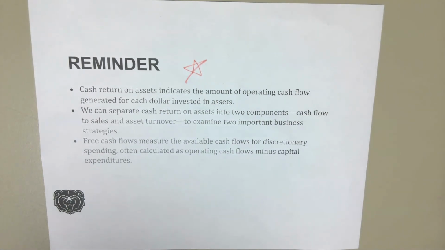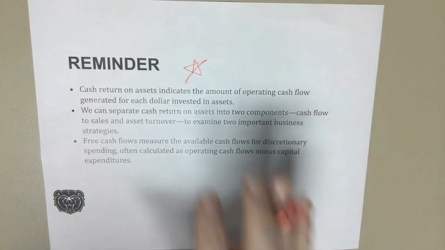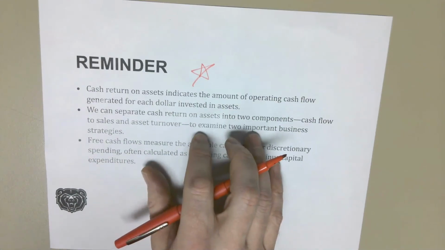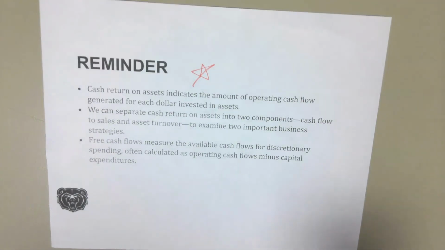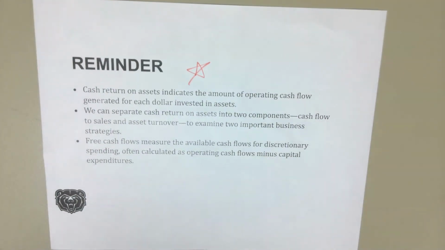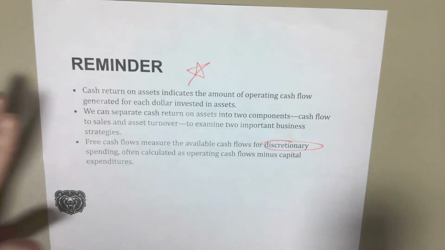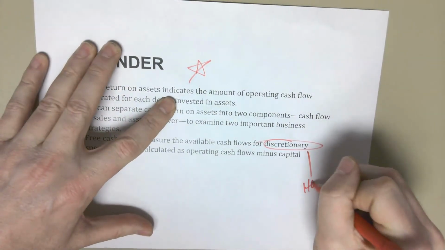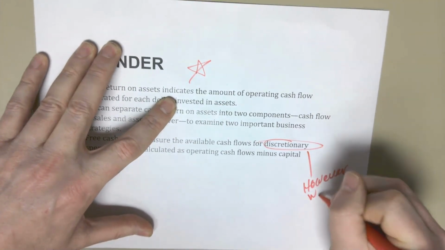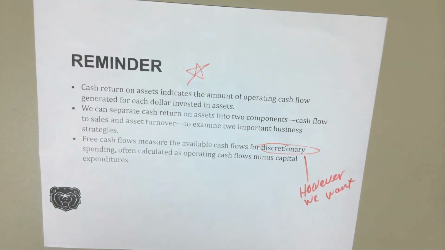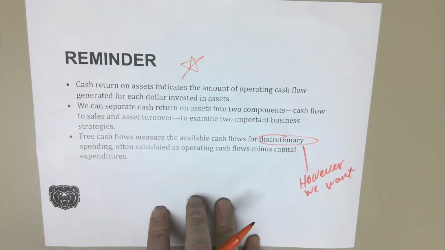It will help you with your quiz, okay? So just kind of know these items right here. Know that we can separate the cash return on assets into its two components, cash flow to sales and the asset turnover ratio. And that free cash flows simply measures how much free cash we have. How much cash can we use in a discretionary manner, meaning however we want, right? So how much discretionary cash do we have? How much cash can we use on discretionary spending?